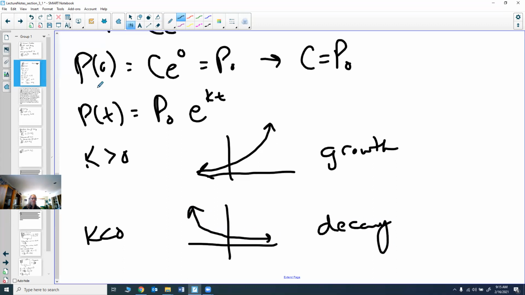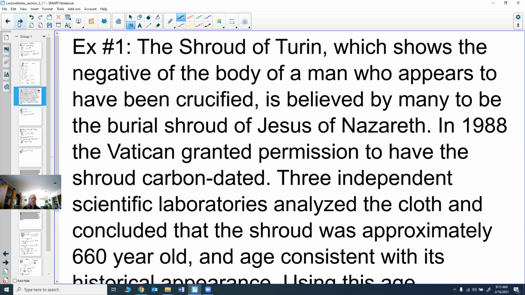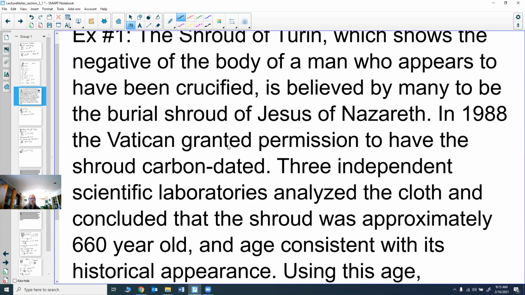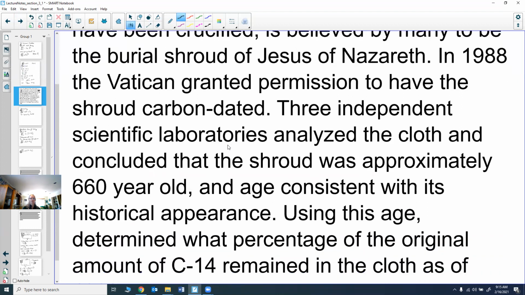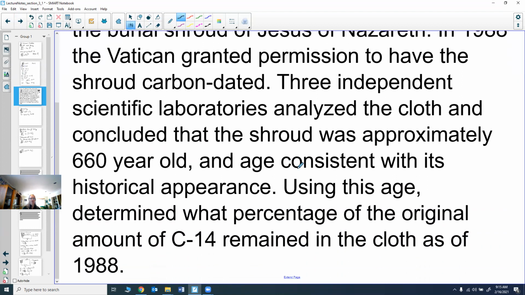So let's take an example of this. The Shroud of Turin, which shows the negative image of the body of a man who appears to have been crucified, is believed by many to be the burial shroud of Jesus of Nazareth. In 1988, the Vatican granted permission to have the shroud carbon dated. Three independent scientific laboratories analyzed the cloth and concluded the shroud was approximately 660 years old, an age consistent with its historic appearance. Using this age, determine what percent of the original amount of carbon-14 remained in the cloth as of 1988.